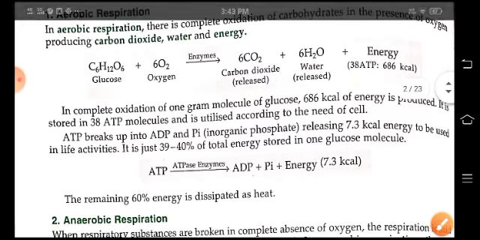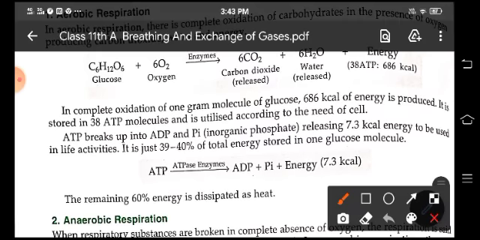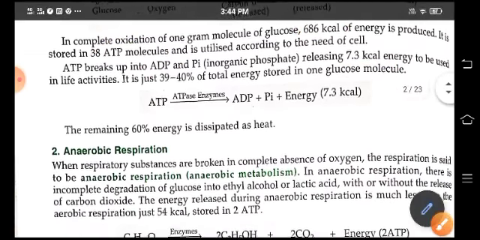In one complete oxidation of a glucose molecule, or 1 gram molecule of glucose, it releases 686 kilocalorie of energy, which is stored in 38 ATP molecules. Now this ATP breaks up into ADP and Pi and releases 7.3 kilocalorie energy to be used in the life activities. The remaining 60% of energy is dissipated as heat.